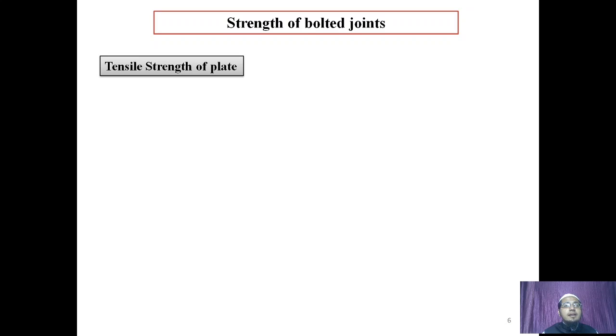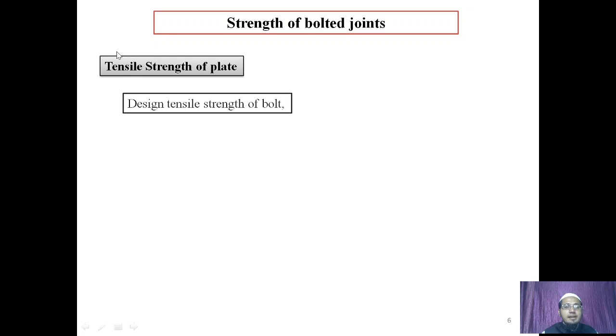maybe tensile failure of the plate because of the number of bolt holes and the applied tensile force exceeding its actual capacity or strength of the plate. So this strength of plate should be such that it can bear the applied tensile force on the member.